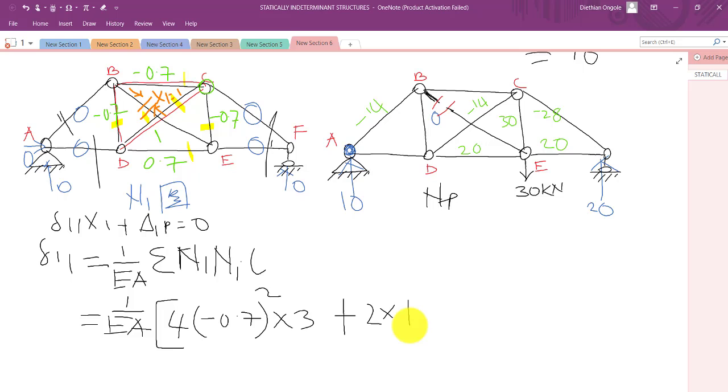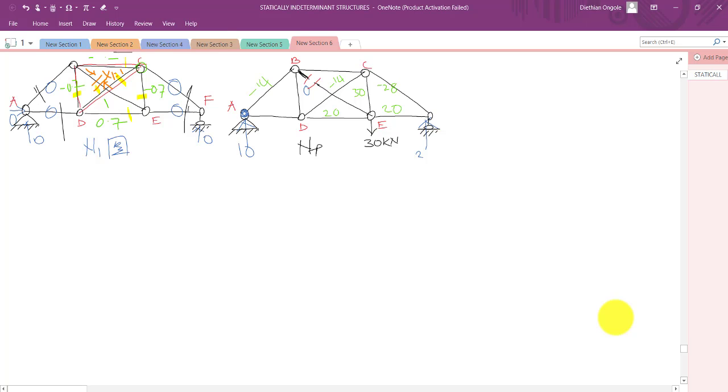Of magnitude 1. Then since n1 is multiplied twice, I square it, then times the length, which is 3 root 2. So this gives me a value equivalent to 14.37 divided by EA. Having found this, next we go on and find our delta 1p.